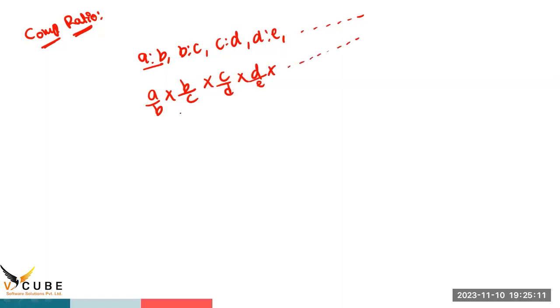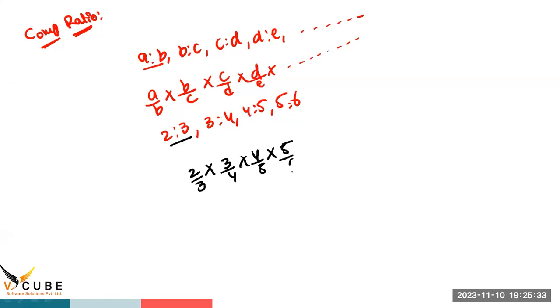and so on. For example, a question like this: 2 is to 3, 3 is to 4, 4 is to 5, 5 is to 6. Find out the compound ratio. 2 is to 3 can be written as 2 by 3 into 3 by 4 into 4 by 5 into 5 by 6. Let me calculate. 3 cancels, 4 cancels, 5 cancels, and 2 ones are 2, 3 twos are 6. The final answer is 1 is to 3. It is the compound ratio.